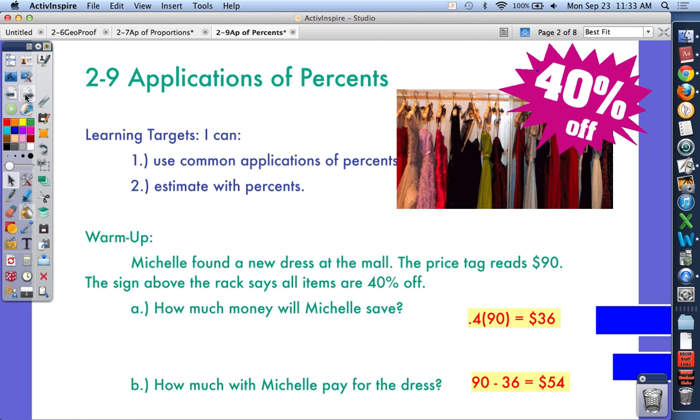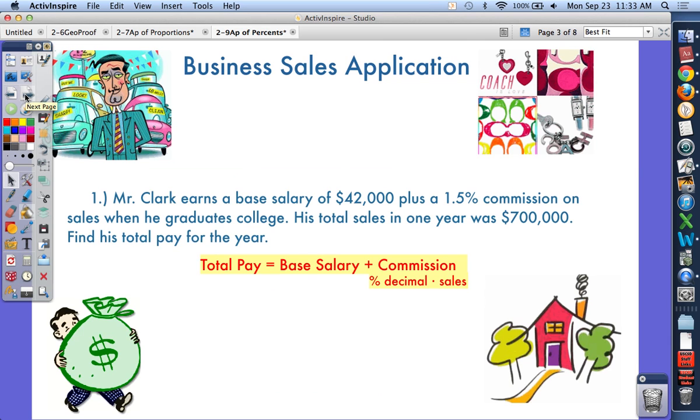So we have a couple applications for percents. The first one we're going to talk about is commission. And what is commission? Write this down on your paper. Commission is money paid to a person or a company for making a sale. Money paid to a person or company for making a sale. That's what commission is.